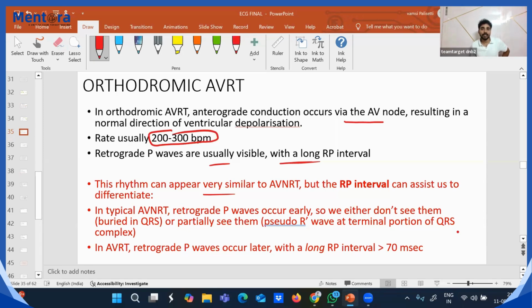Okay? So simple thing is, in the AVNRT we discussed slow-fast and fast-slow. As I discussed, fast-slow is very rare, only 10%. 90% is slow-fast. Okay? You have to differentiate that AVNRT from the AVRT. When you compare this slow-fast and this AVRT, their P waves are immediately submerged in the QRS complex. Here the P waves can be a little later than before. In AVRT, retrograde P waves occur later, with a long RP of 70 milliseconds. Any doubts?